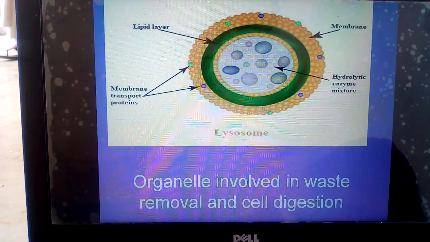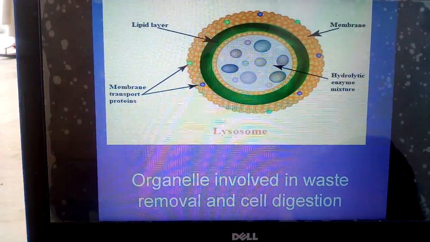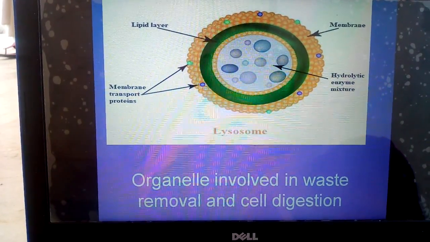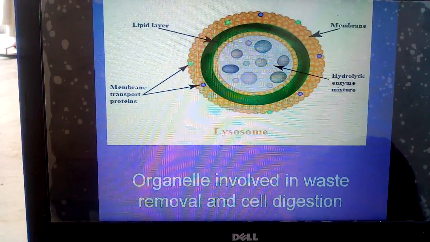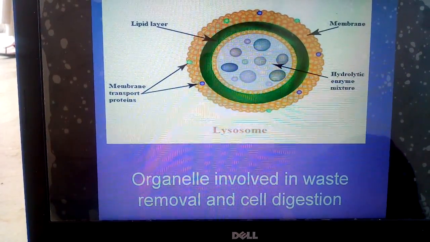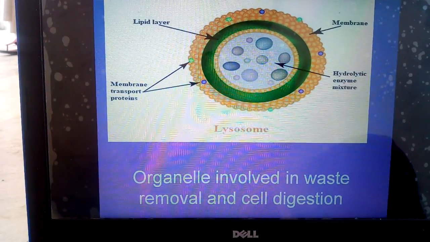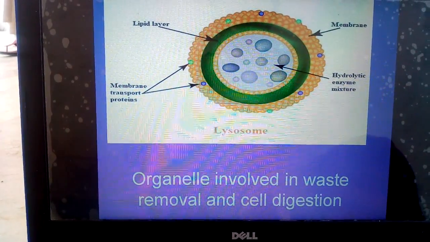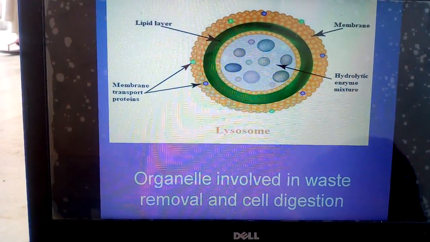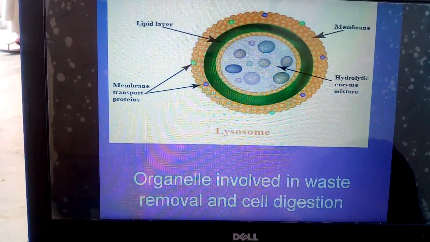Now our next cell organelle is lysosome. Lysosomes are also sac-like structures, but there are some hydrolytic enzymes present in these lysosomes, and these hydrolytic enzymes help in the digestion of the cell as well as cell organelles. So this organelle is involved in waste removal as well as cell digestion. Lysosomes are also known as suicidal bags.